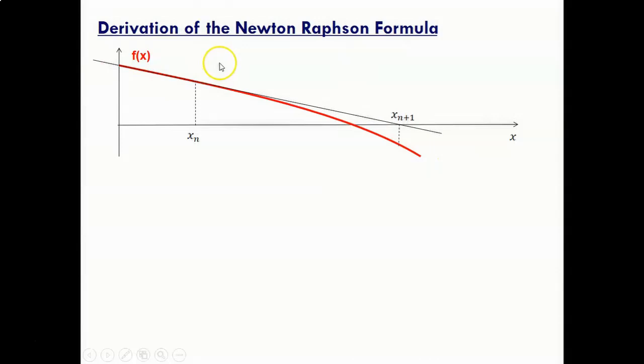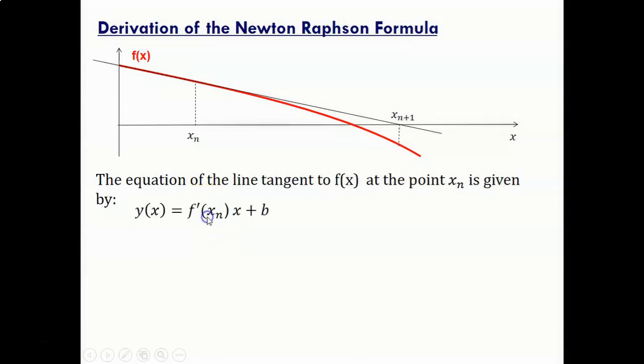So now we will derive this Newton-Raphson formula. As we said, at the step n+1, the solution at step n+1 is constructed as being the intersection of the line tangent to the point xn, f of xn, and the intersection of this line with the x-axis.